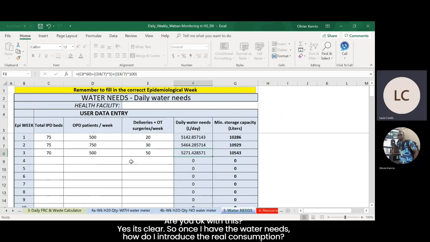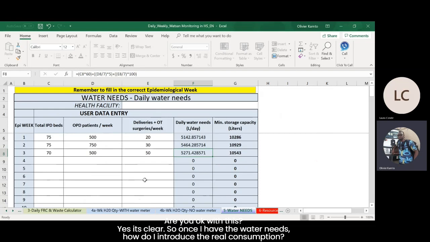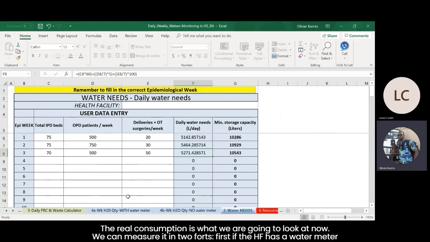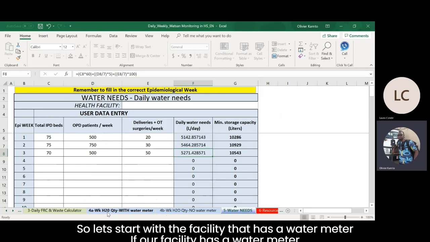So once I have the water needs, how do I introduce the real consumption? Okay, the real consumption now, it's what we are going to look at now. We can measure it in twofold. First, if the health facility has a water meter, and second, if the health facility does not have a water meter. These are what you find in tabs 4A and 4B. So let's start with the facility that has a water meter.